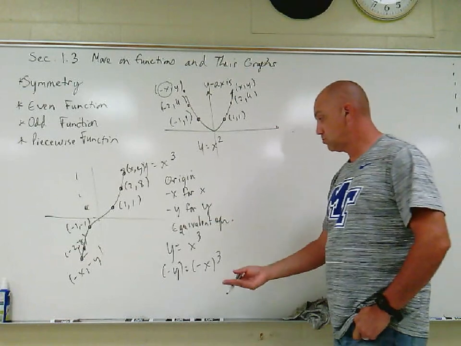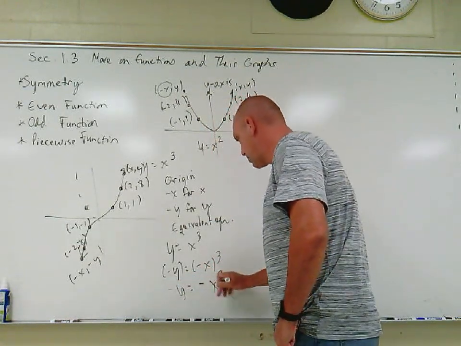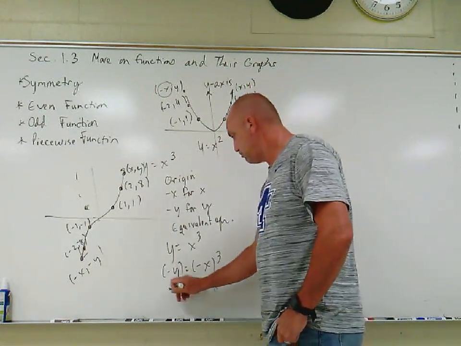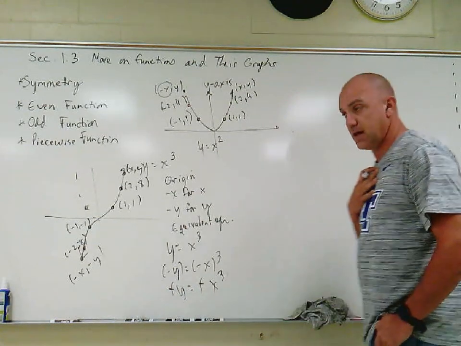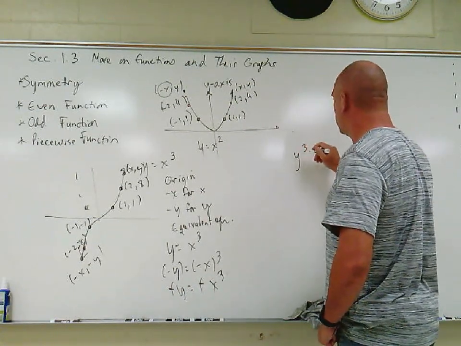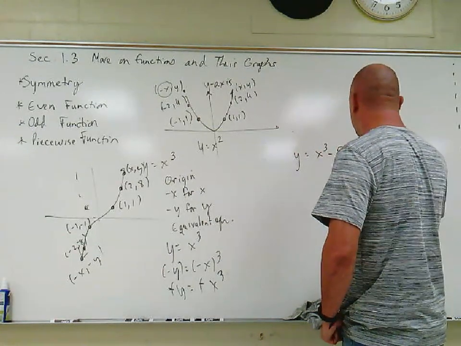Well, what happens when you cube a negative? You get a negative. Now, if you have a negative on the left and a negative on the right, what can you do? Cancel. Okay? Now, let's just say we had y equals x cubed minus 5x plus 1.